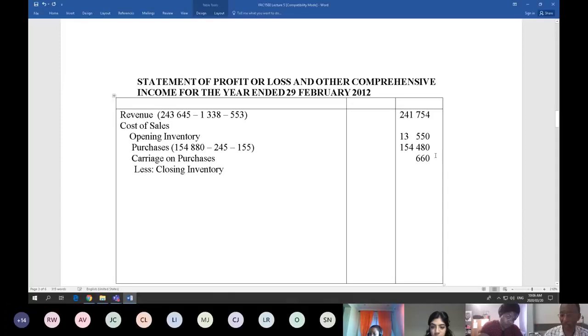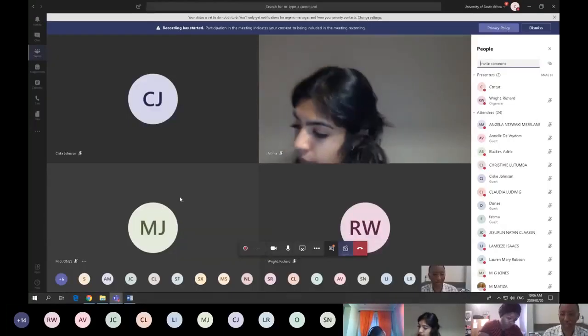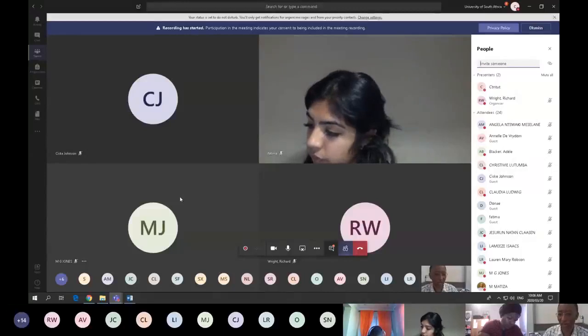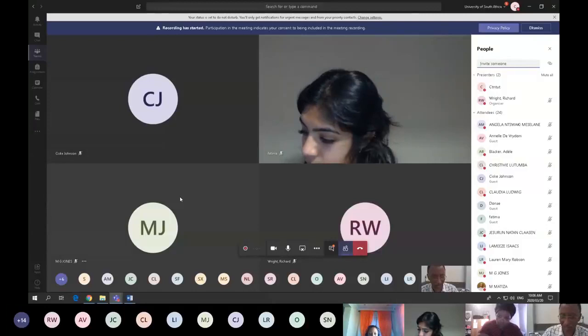And your closing inventory is the value of your stock at the end of the financial year. So if you go to your additional information under A, that is where you will get your closing inventory, the value of inventory at the end of the financial year. That is your closing inventory, and then you will be able to calculate now your cost of sales. You've got all the amounts there.